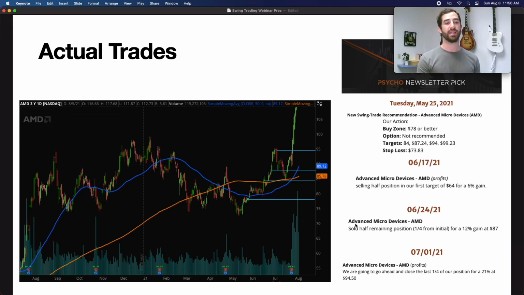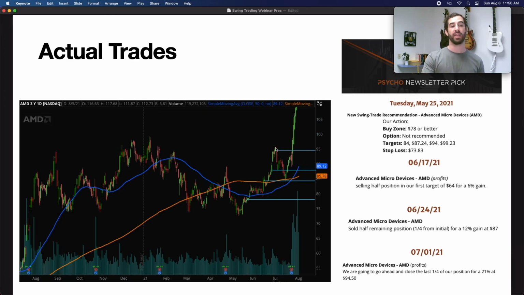All right, guys, then a couple of days later, we sold half of the remaining position for a 12% gain. So first we sold at 6%, now we're selling for 12% gains, okay? Now it starts to become interesting, all right? And then on July 1st, we had another push, boom, and we were able to close the last quarter of our position for a 21% gain, okay?